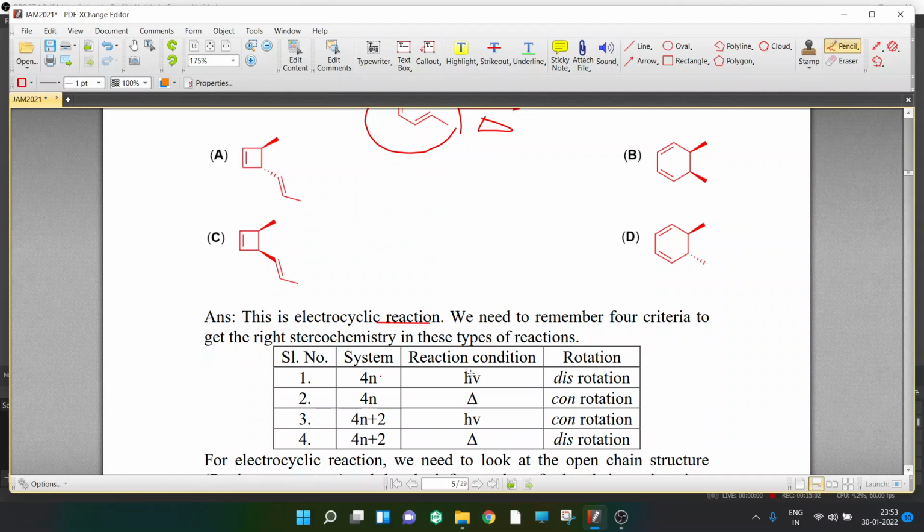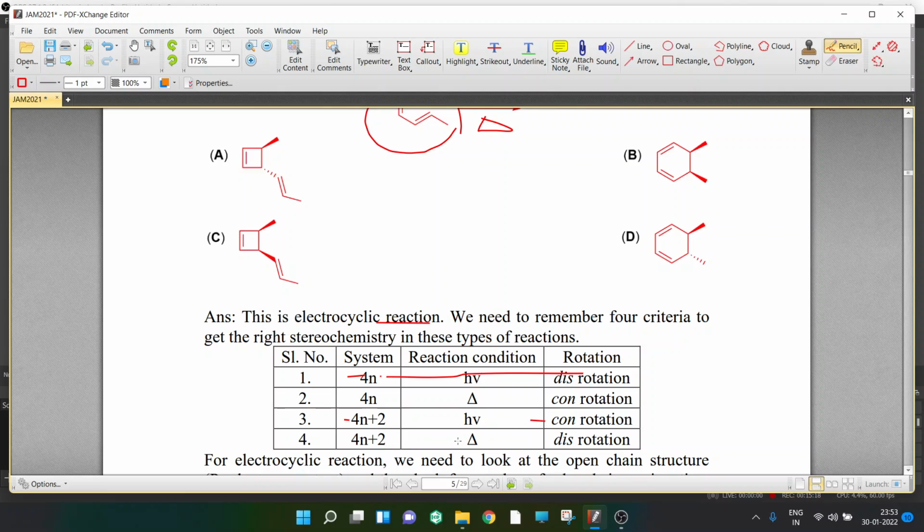So for a 4n system, h nu is dis. You have to just remember one of them, then you can do it for the others. So 4n h nu is dis. So 4n thermal is con. And because 4n h nu is dis, so 4n plus 2 h nu is con.